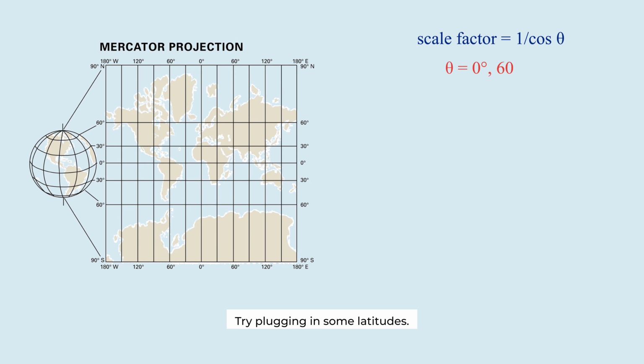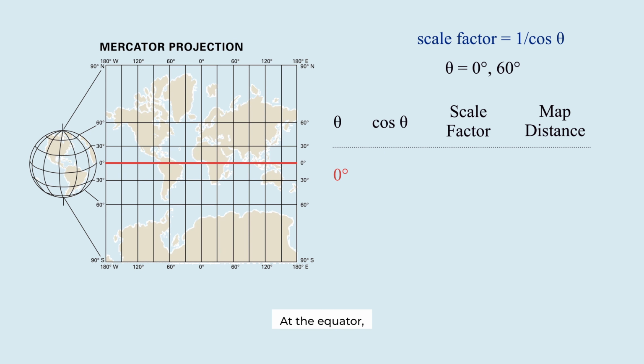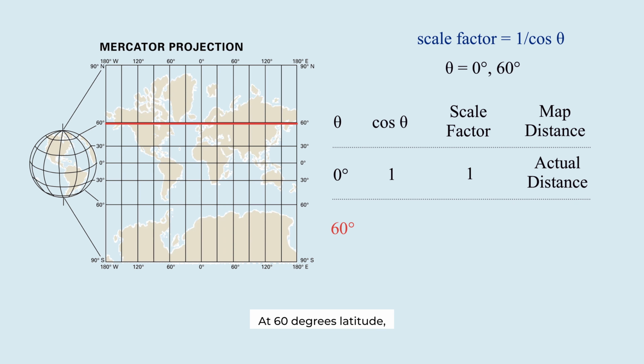Try plugging in some latitudes. At the equator, cosine theta equals 1. So the scale factor equals 1. The map distance is the same as the actual distance. There is no distortion. At 60 degrees latitude, cosine theta equals a half. So the scale factor equals 2. The map distance is 2 times the actual distance. Everything is twice as large at 60 degrees latitude.